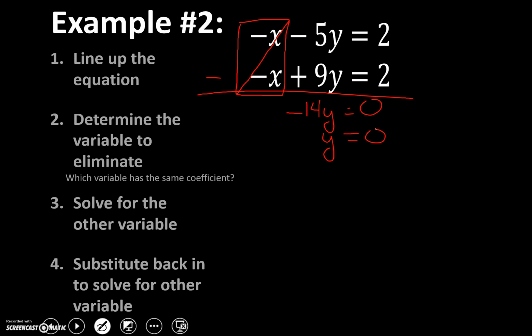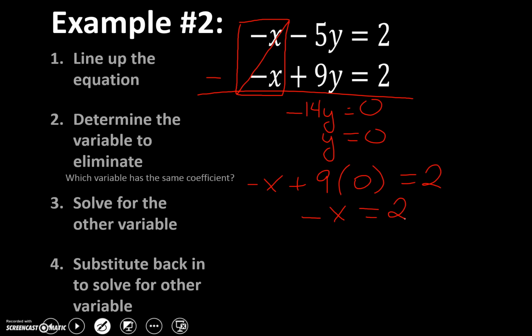Now remember, we need to solve for x, so I need to put this back into our equations. Now it doesn't matter which one. Let's do the second one this time. So I have negative x plus 9, and now since I solved for y in this problem, I'm going to put a 0 in for y and set that equal to 2. When I multiply 9 times 0, I get the value of 0, so it's as if it's not there. So I have negative x is equal to a positive 2.